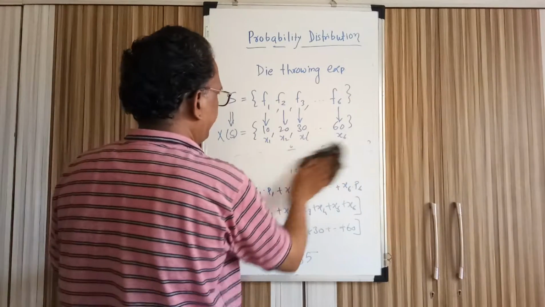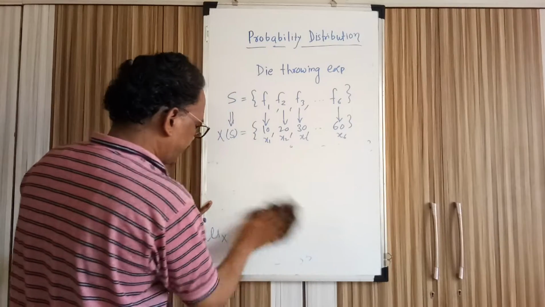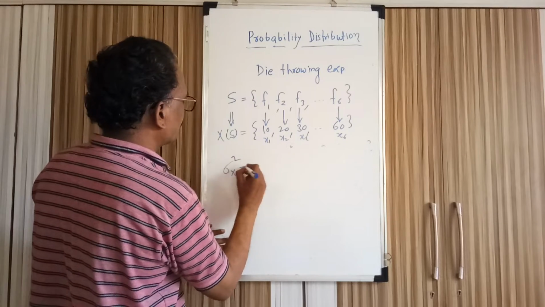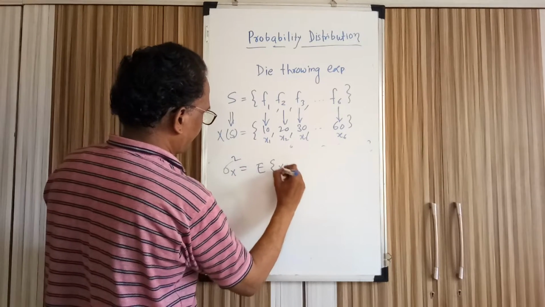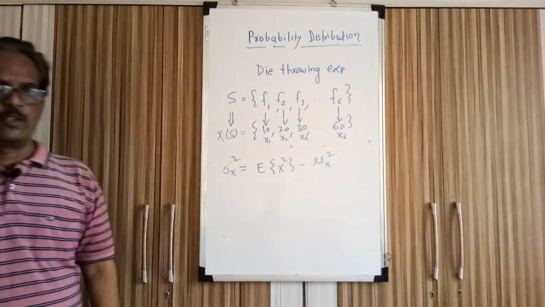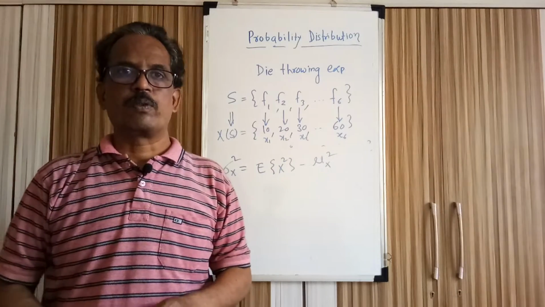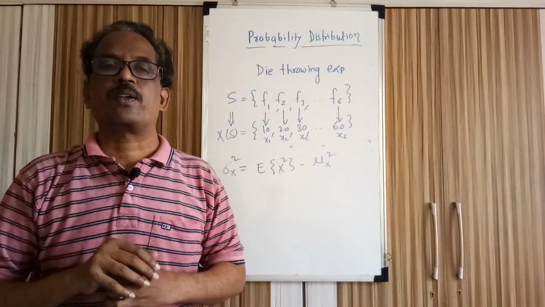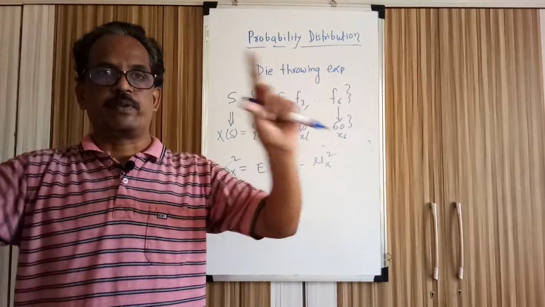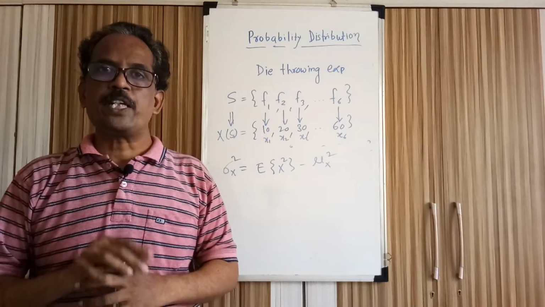So let us find the variance of the random variable X. So sigma x squared is equal to the expected value of x squared minus mu x squared. Since it is the expected value of x squared, we are looking at the average behavior of x squared, not x. So it is the mean of the square values. You have values, but the values are in the form of squares, and we take the mean of the square values.